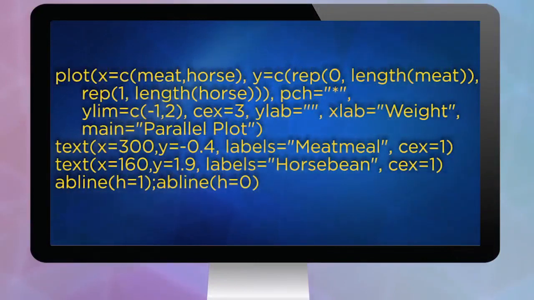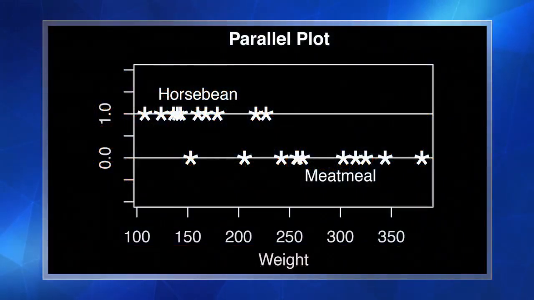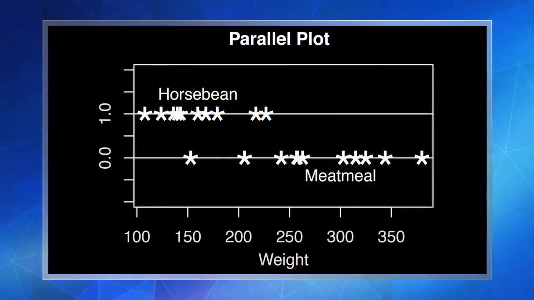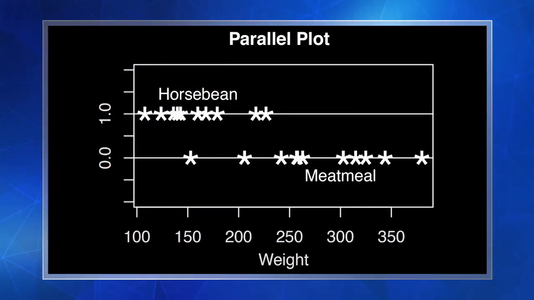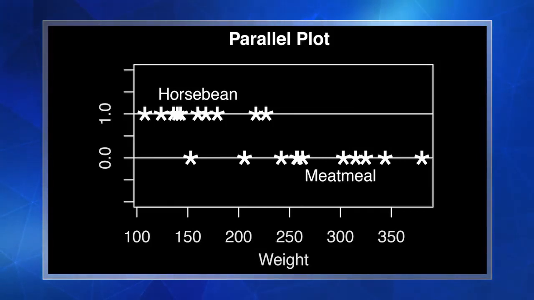Now, another way to visualize any separation in your data is through a parallel plot. Again, we see here that meat meal has several values that are higher than horse bean. And there's nothing special about here when I plotted the data on y equals 0 and y equals 1. This was just to separate the two feeds so we could better see it.